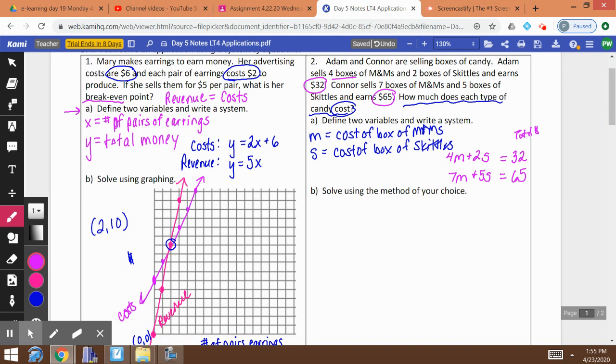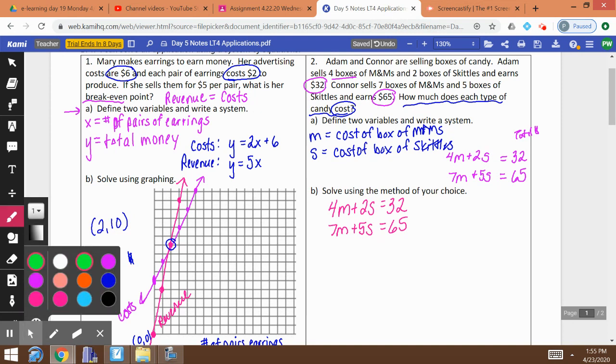So now we're at the point where we want to solve this. Now it says solve using the method of your choice. So, all right, I'm going to rewrite them right here. 4m plus 2s is 32. 7m plus 5s is 65. Might be a good idea to pause the video, try it on your own, see if you can solve it. Think about which method might be the easiest. When I look at this, they're both in standard form. There's not really an easy variable to get by itself. So I would probably use elimination for this one.